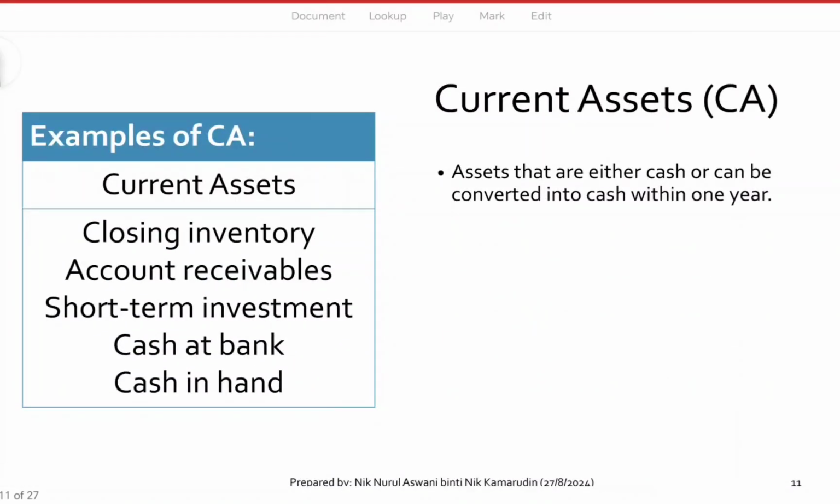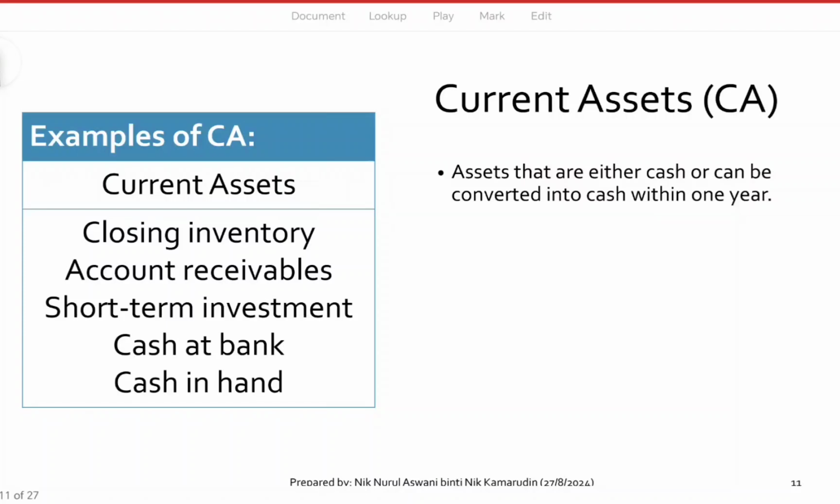So current asset are either cash or can be converted into cash within 1 year. For example, closing inventory, account receivables, short-term investment, cash at bank, cash in hand. So current asset consists of mostly cash, cash at bank or cash in hand, and also other asset that can be converted into cash. For example, closing inventory. So at the end of the year, you are going to count whatever inventory that you have, and then they are to be recorded as closing inventory.